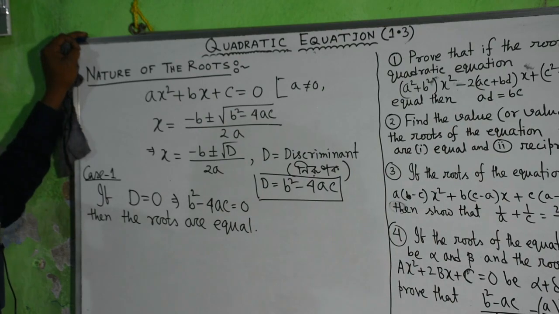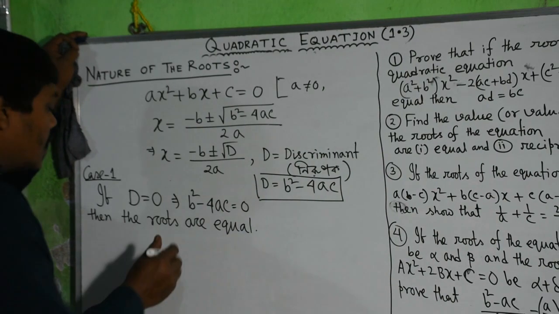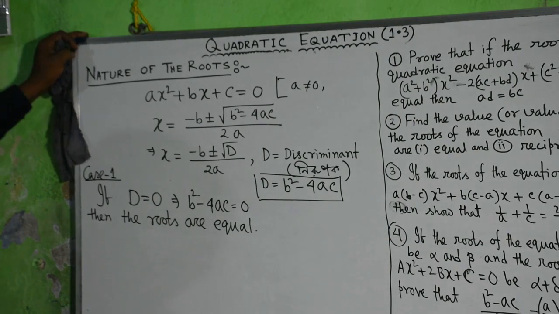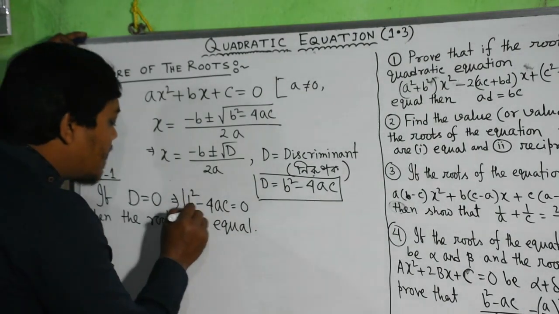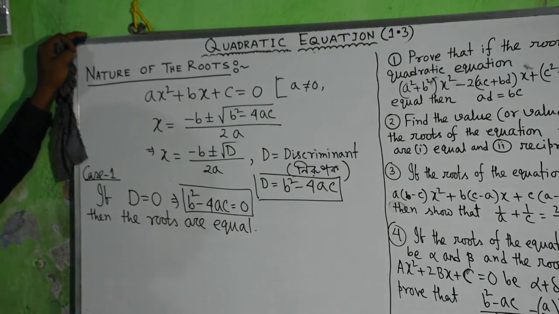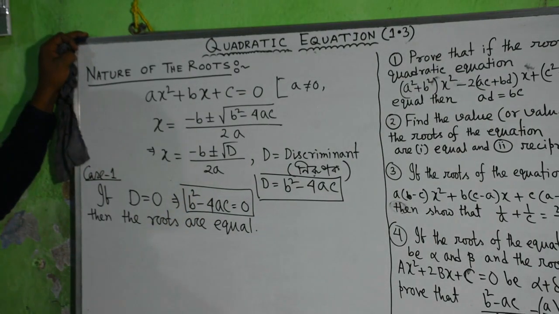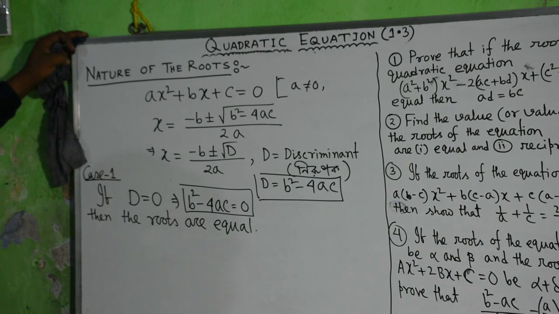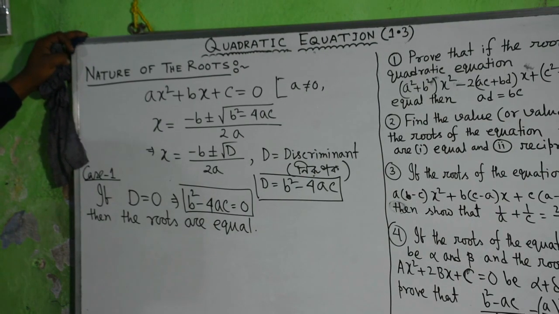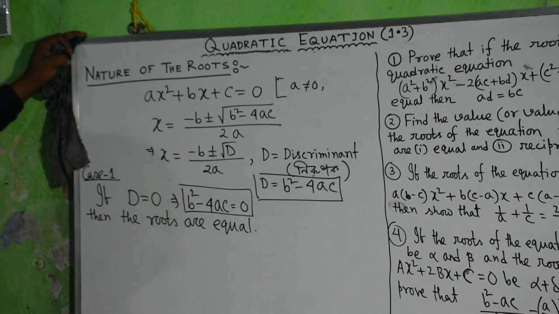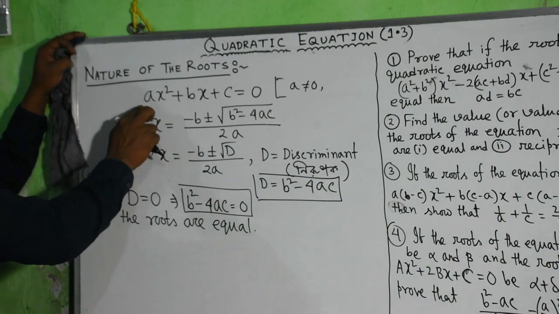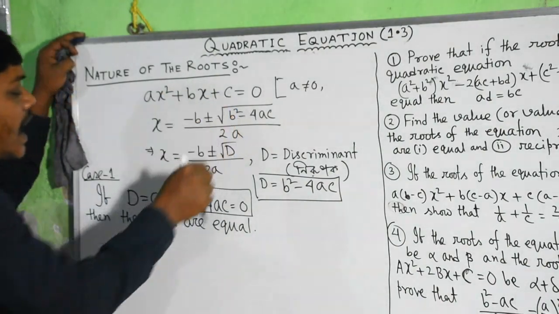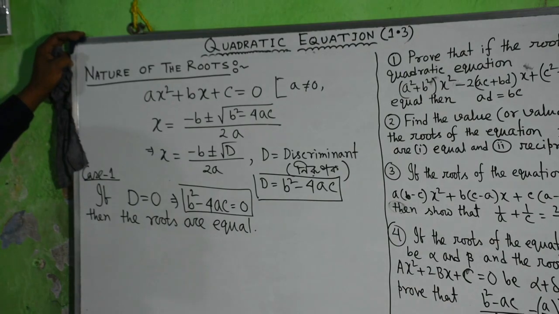So what is the condition for equality of two roots? It is b square minus 4ac equals 0, which can also be written as b square equals 4ac. If someone asks you what is the condition when the roots are equal, just write down b square minus 4ac equals 0, because you know the coefficients of x square, x and the constant, and putting in the values you will get the required condition. So if D equals 0, then the roots are equal.